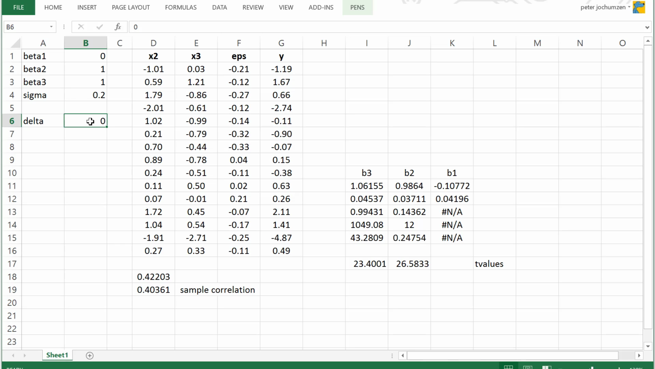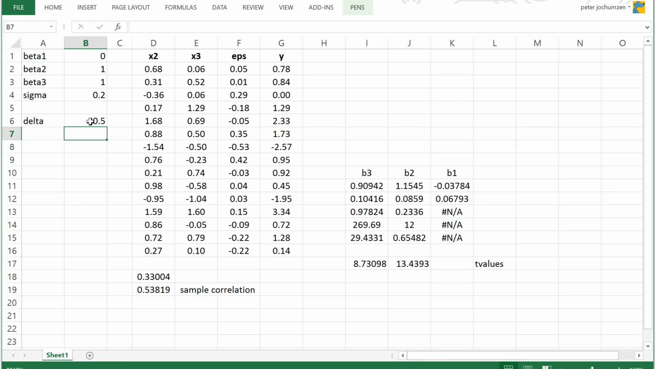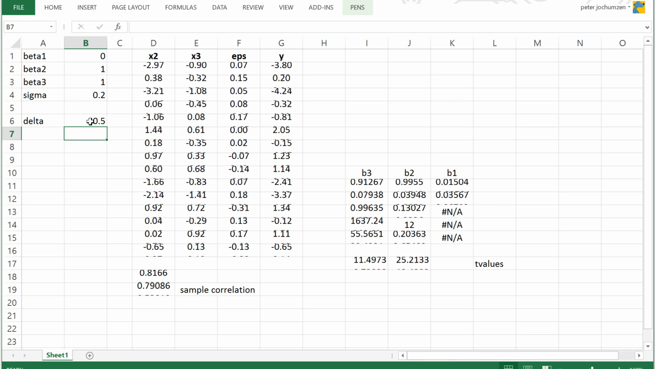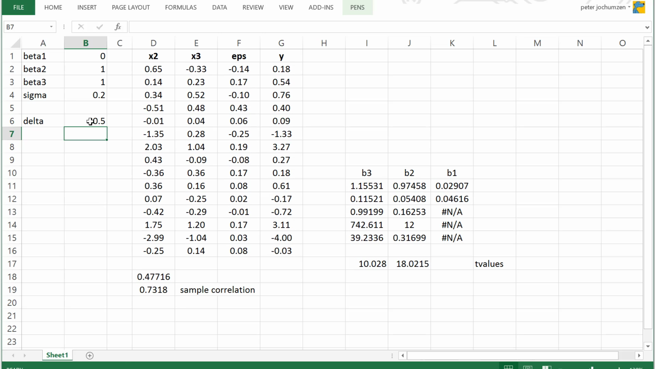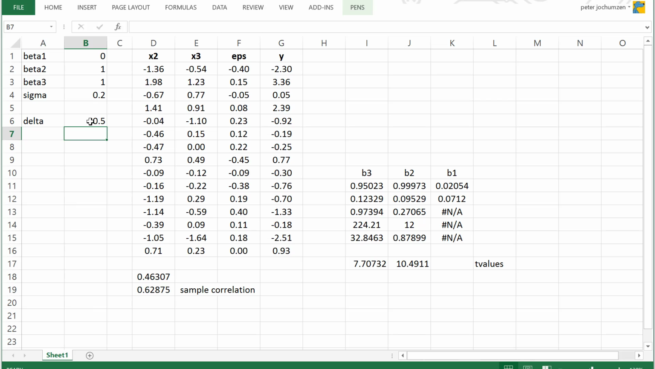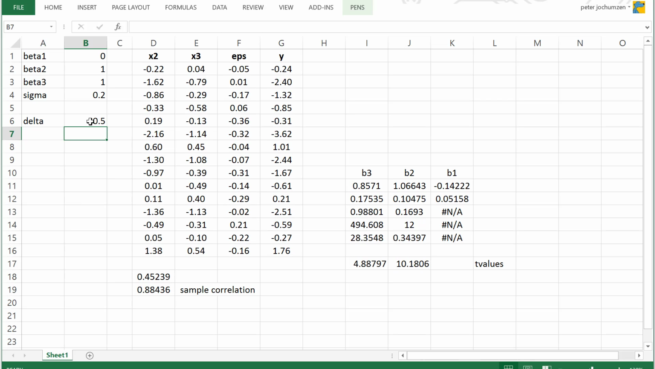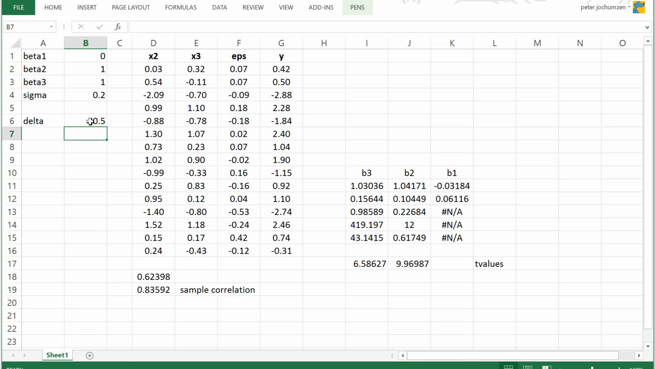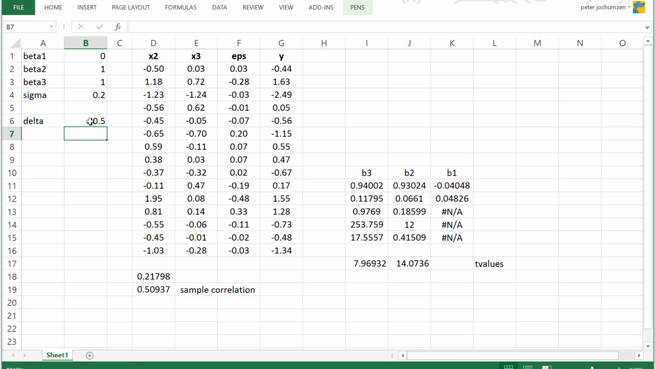So let's increase this one. Let's increase the covariance between x2 and x3 and see what happens. I take it up to 0.5. Still pretty happy, but the standard errors are now larger, like 0.1 on average. So the t-values have gone down, but they're still very significant. So OLS is still pretty happy.